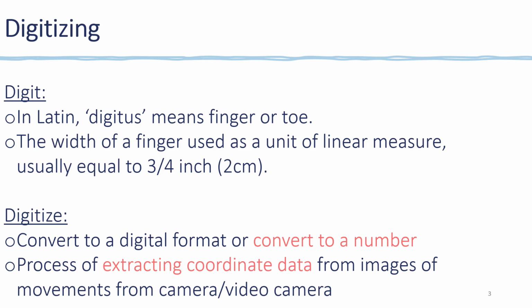In biomechanics, digitizing usually refers to the process of extracting coordinate data from images of movements from camera or video camera. So it's taking a picture or a video and actually assigning numbers to what is shown in that frame.